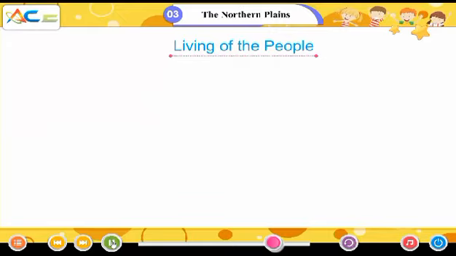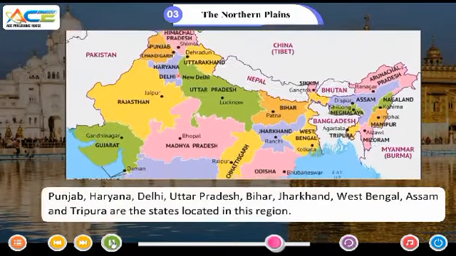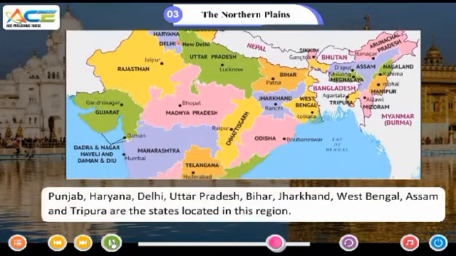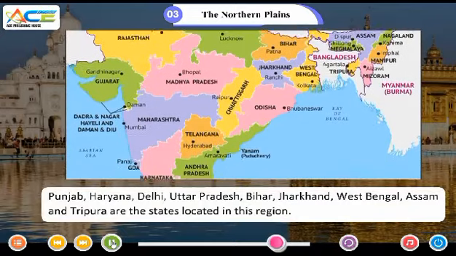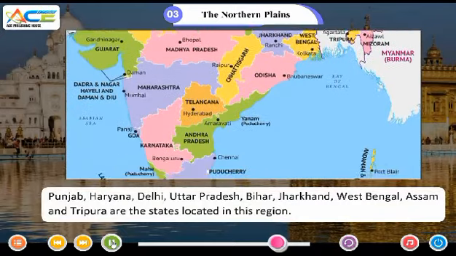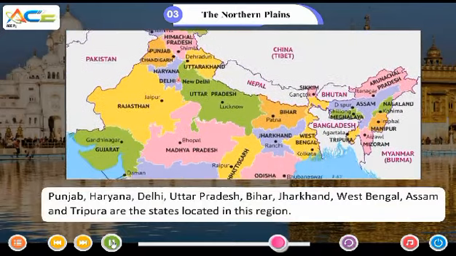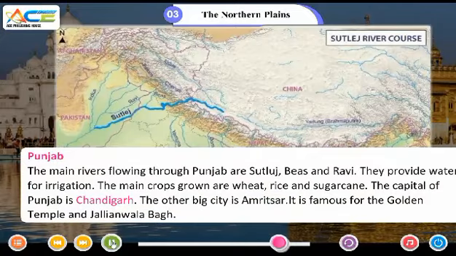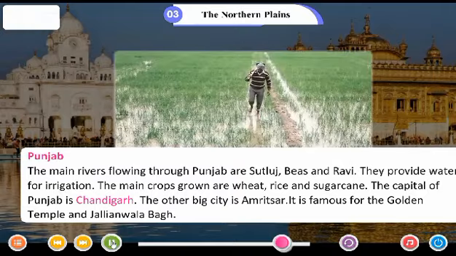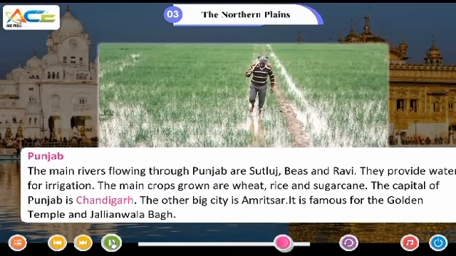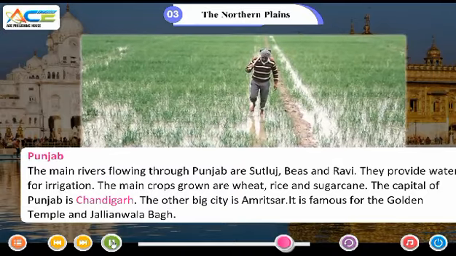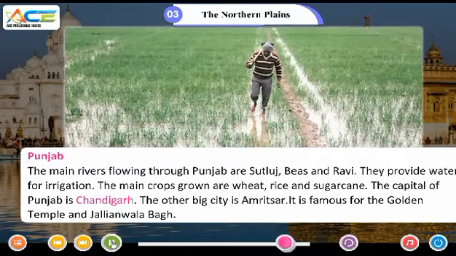Living of the people. Punjab, Haryana, Delhi, Uttar Pradesh, Bihar, Jharkhand, West Bengal, Assam, and Tripura are the states located in this region. Punjab. The main rivers flowing through Punjab are Satluj, Beas and Ravi. They provide water for irrigation. The main crops grown are wheat, rice and sugarcane.